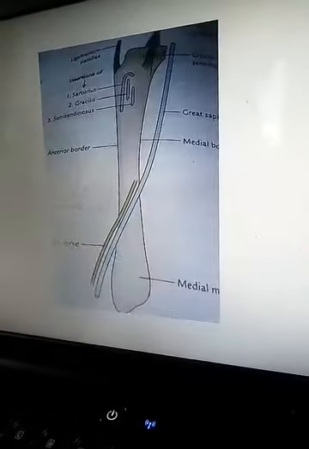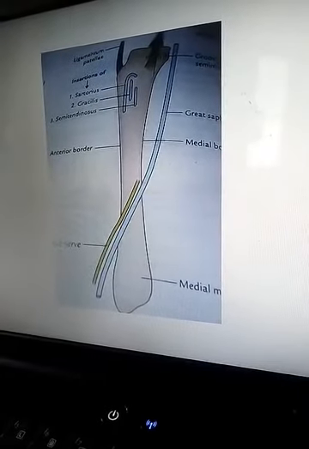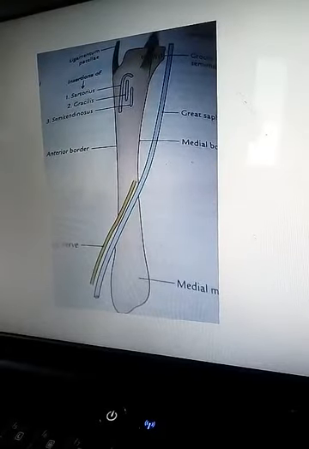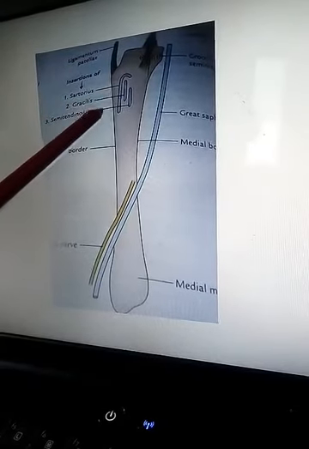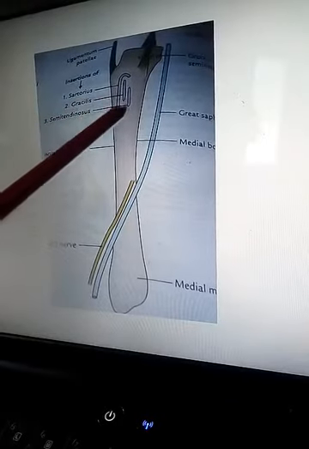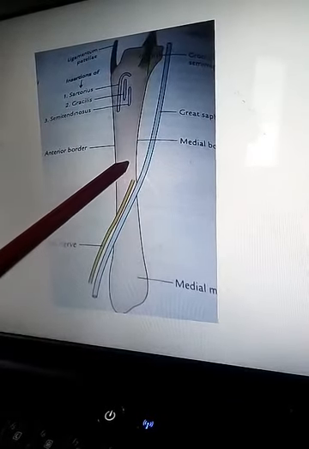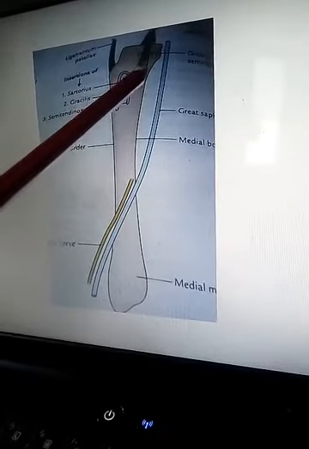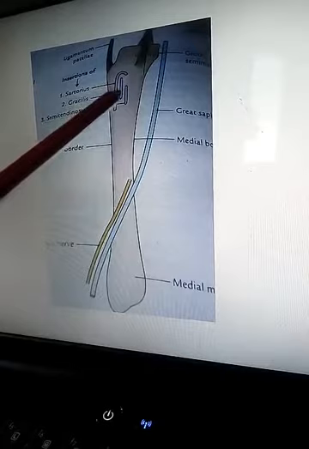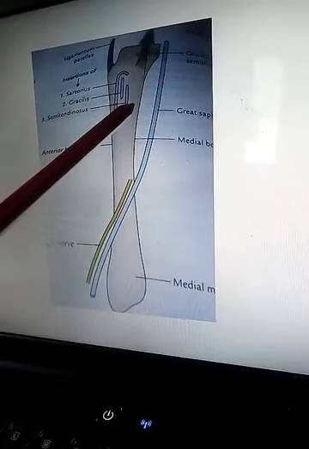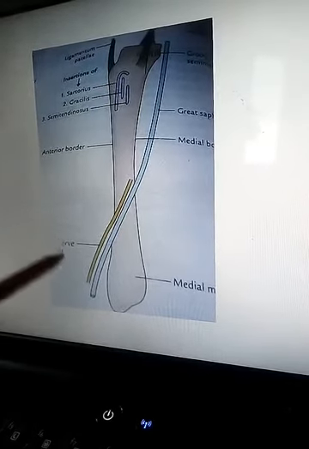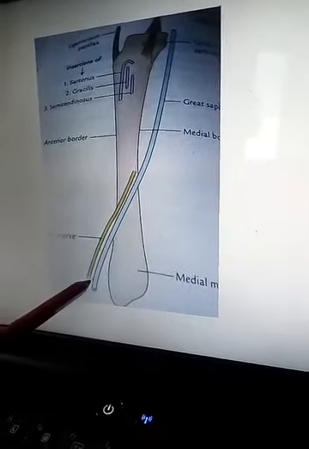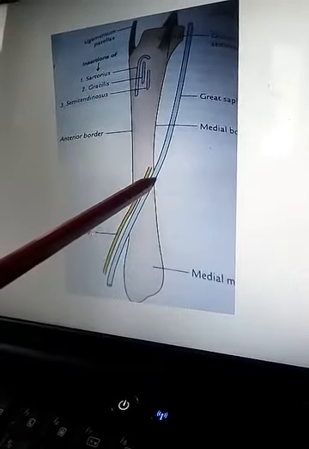Now, the medial side of the leg. Medial side of the leg consists of medial surface of the tibia. The greater part of the medial side of the leg is subcutaneous and provides attachment to tibial collateral ligament and tendons of the sartorius, gracilis and semitendinosus. Now, saphenous nerve, it supplies the skin, fascia and periosteum on the surface. This is the saphenous nerve.